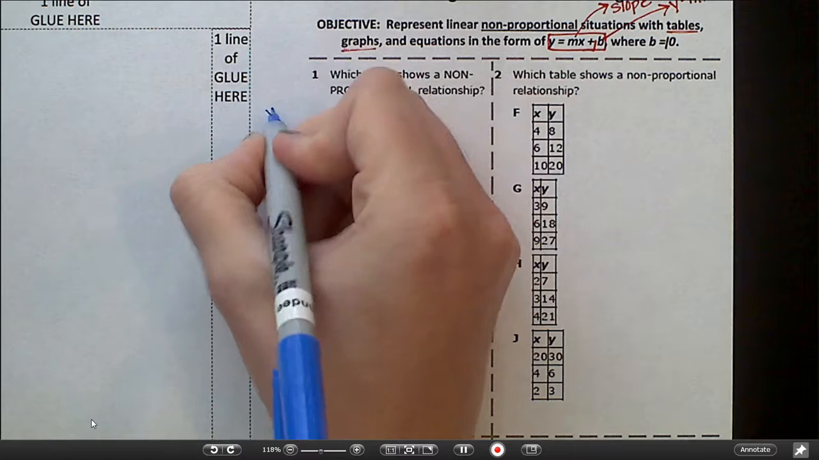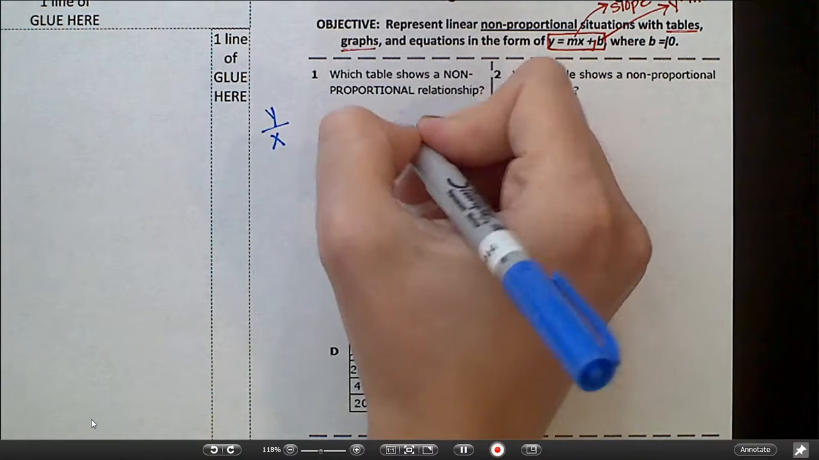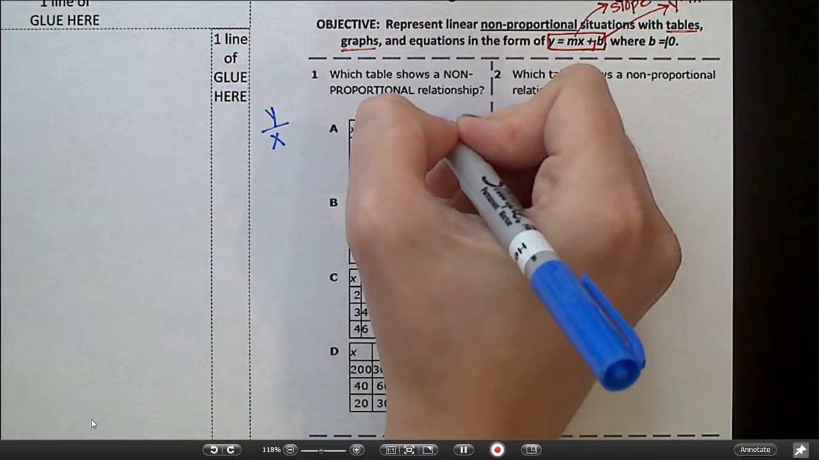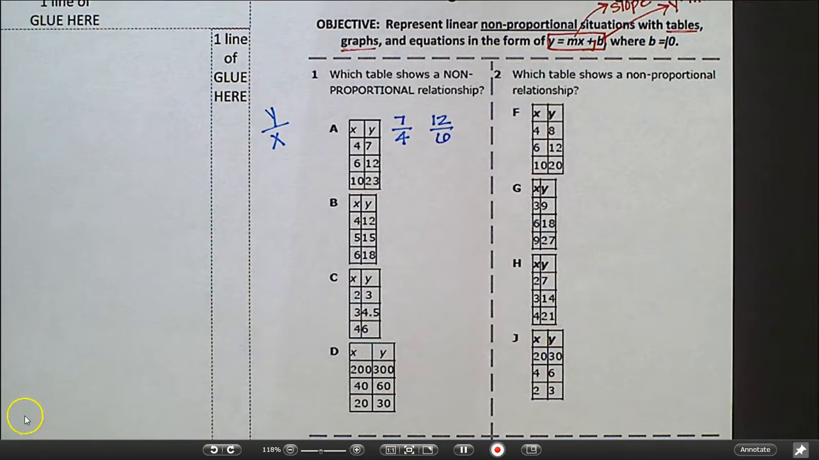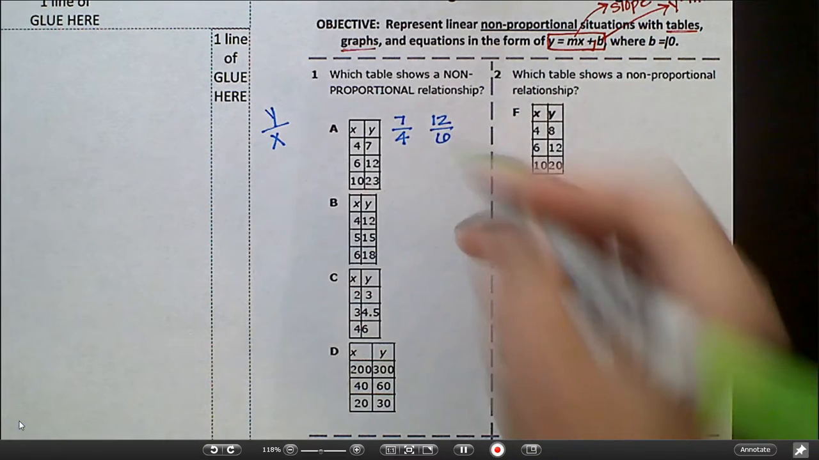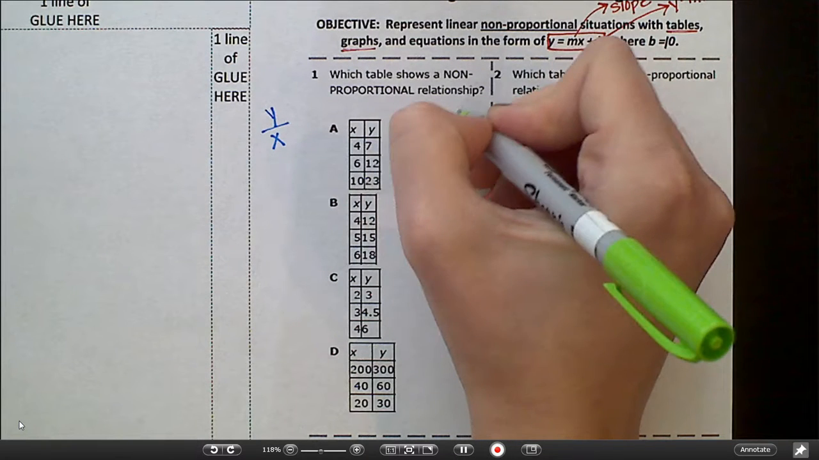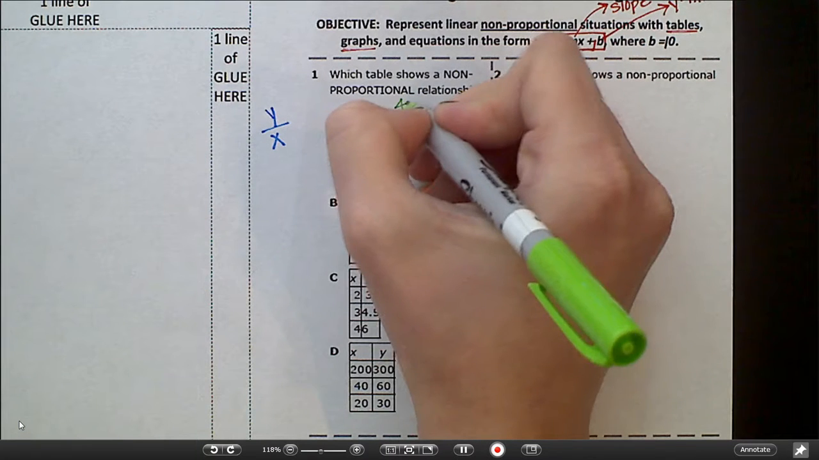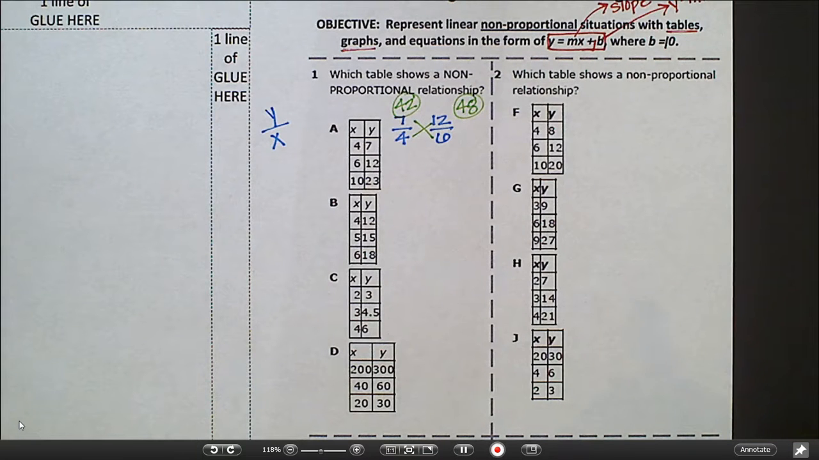So we're going to do y over x. Let's test 7 over 4 and 12 over 6. When we test that, you are welcome to use your calculator. I get, let's see, that's 48, and this is 42. So are these 2 points proportional? No, they're not. Absolutely not.